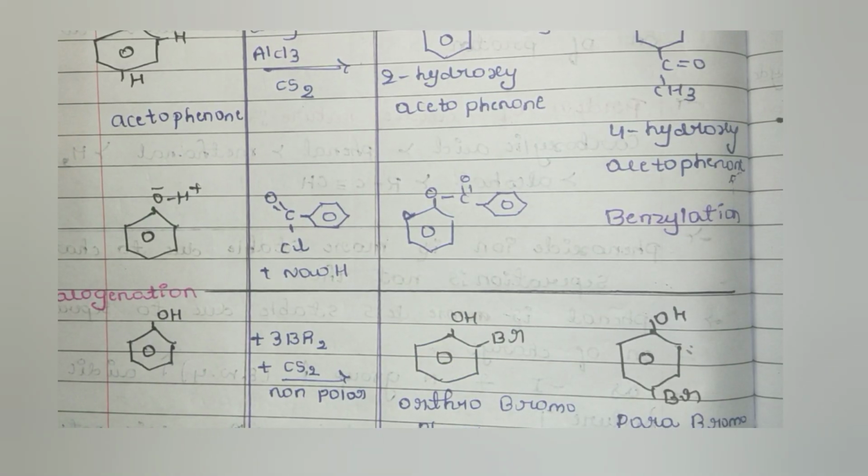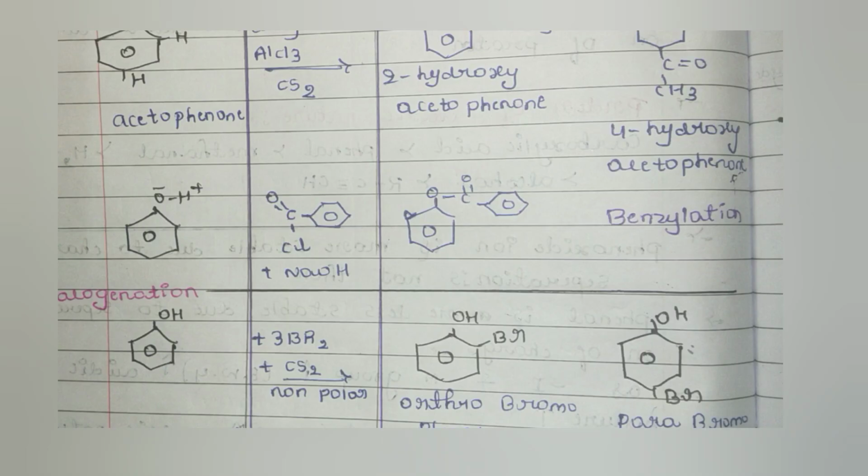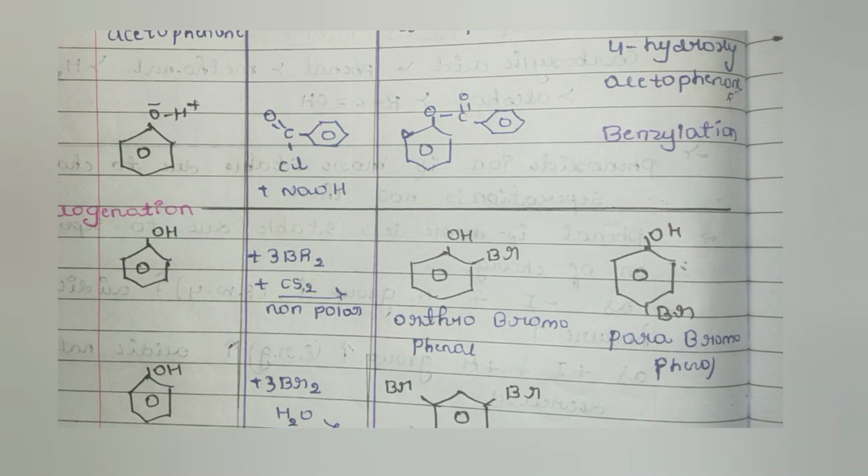And benzoylation. When phenol is treated with sodium hydroxide and benzoyl chloride, it gives phenyl benzoate. This reaction is called benzoylation.